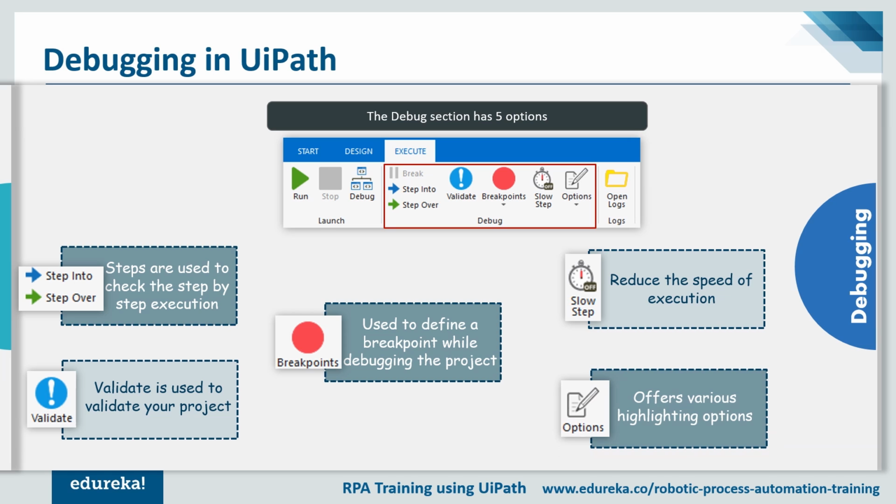This basically offers various highlighting options to highlight the activities. When you highlight your activities, you can clearly understand which activity is running presently, or which activity has any error, or if you want to maintain any specifications in that particular activity that you want to remember while you're debugging errors and so on, right? So that's what the debug section offers, guys. It offers the steps option, the validate, breakpoint, slow step, and the highlighting options itself, right?